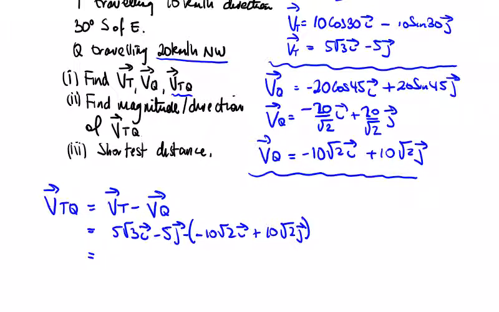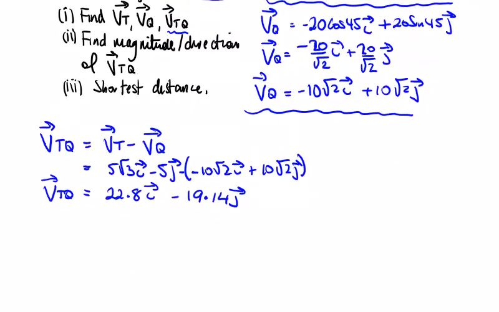I'm going to decimalize this. I can't see how we could not decimalize. So it's going to be 5 root 3 plus 10 root 2, which gives me 22.8 in the I direction. And then minus 5 minus 10 root 2 is going to give me minus 19.14 in the J direction. That's the velocity of T relative to Q.